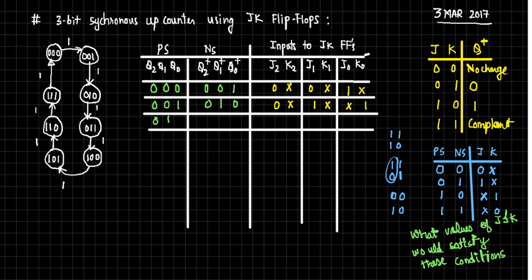0 1 0. You tell me. 0 1 1. 0x. Then 1 1, x0, right? Yes, please.